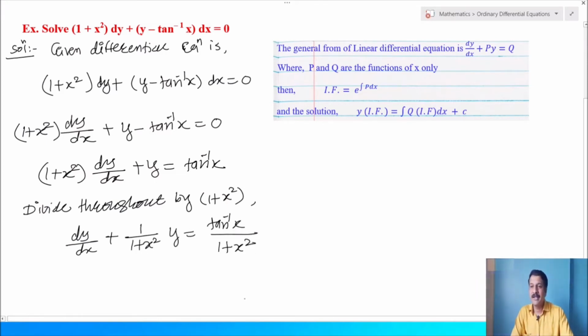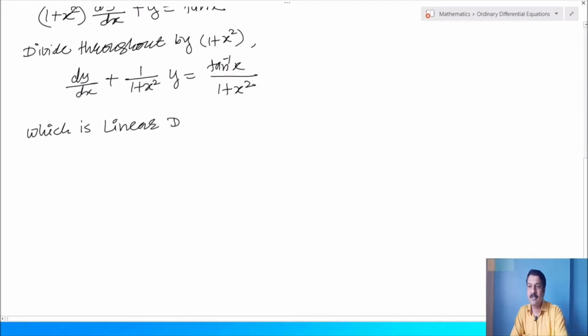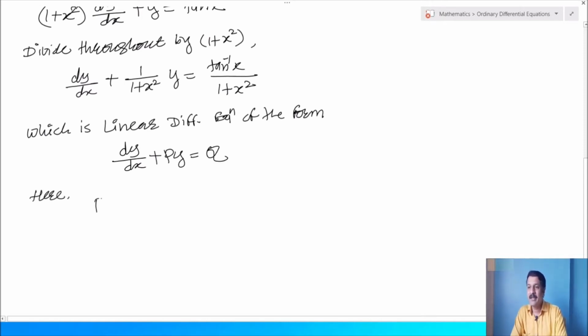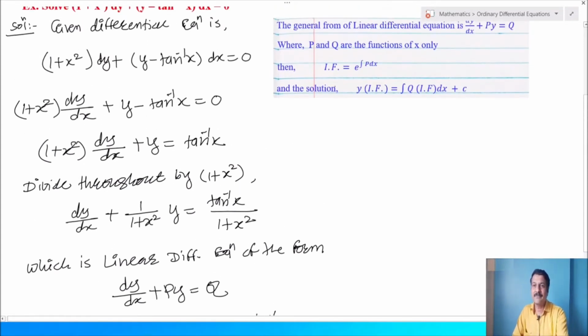If we compare, this is a linear differential equation of the form dy by dx plus p into y equal to q, where p and q are functions of x. So what is the value of p? p equal to 1 upon 1 plus x square. And what is the value of q, the right hand side here? If we compare both equations, I am getting q equal to tan inverse x upon 1 plus x square. Now, by the steps, the integrating factor equals e raised to integration of p dx.